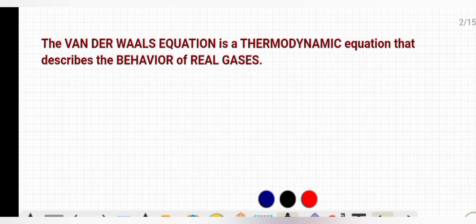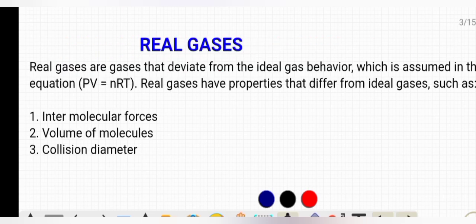But when we say real gases, what do we mean? Do we have fake gases as well? Not really. When we say real gases, we refer to those gases that deviate from ideal gas behavior, which is assumed in this equation here, PV = nRT, where P is the pressure, V is the volume, n represents the number of moles, R happens to be the gas constant, and T happens to be the temperature of the gas.